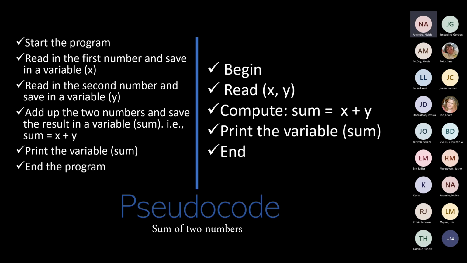A more sophisticated way of writing a pseudocode could be something like this. If you're getting comfortable with programming, you can write something like begin, read x, read y, and then you compute sum equals x plus y. Then you print the variable, which is your sum, and then you end it here. So in some of the programs that you might need to write in the future, for it to make sense, this would be a way to start.